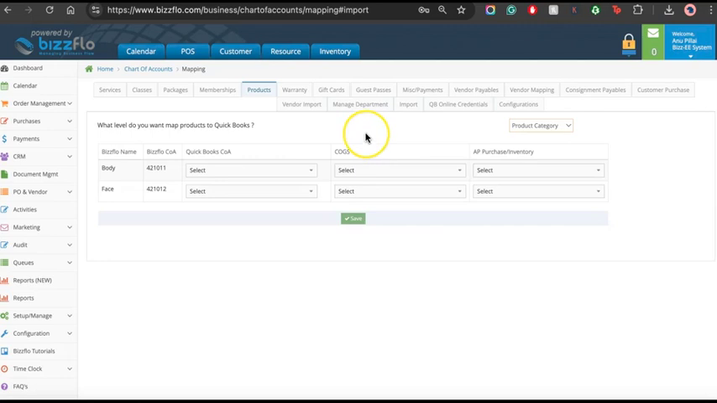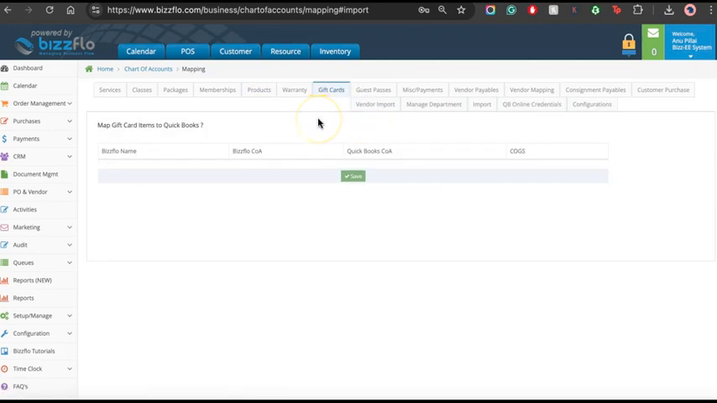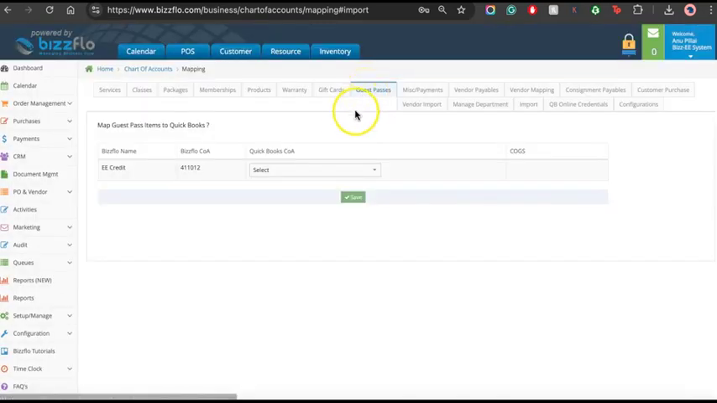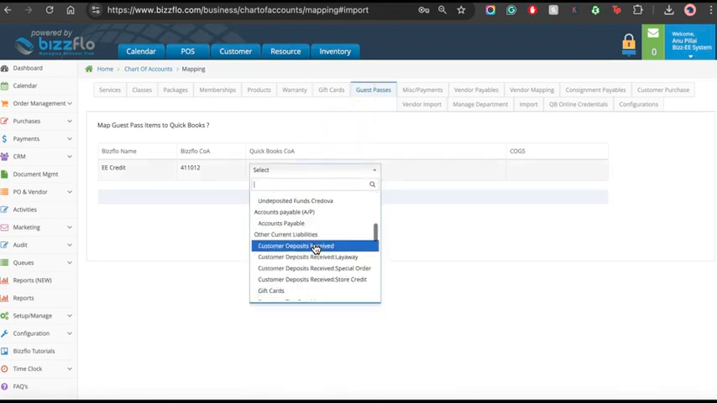Handling gift cards and guest passes. Gift cards must be mapped as a liability until redeemed. Revenue is recognized when the gift card is used for a service or product purchase. Guest passes: if included in a membership, no mapping is required. If sold separately, you may map them under fees and services.